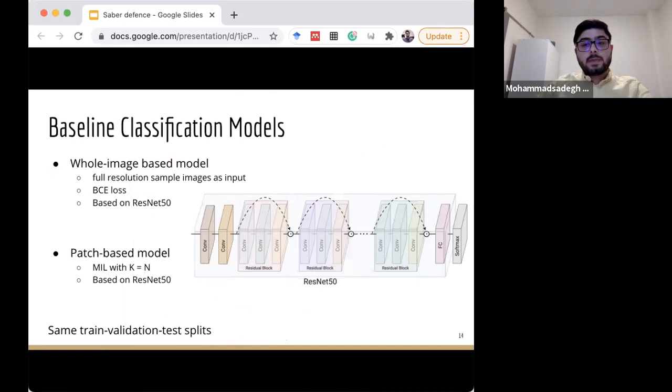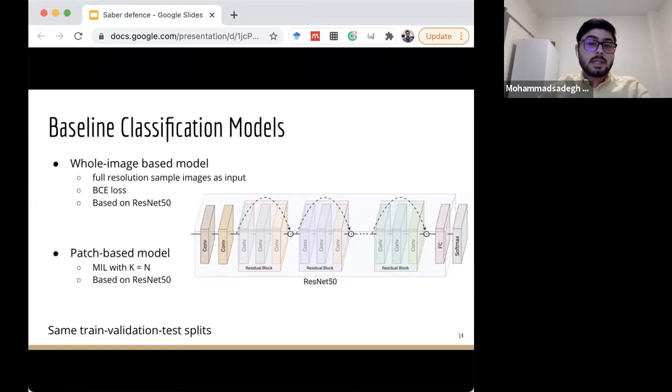To compare the performance of DEEMD, we used two baseline models. The first one is the whole image-based model, a CNN trained based on ResNet 50 to distinguish between infected and uninfected images. We used full resolution images as input and used the labels associated with each image in a binary cross-entropy loss function, similar to the MIL model.